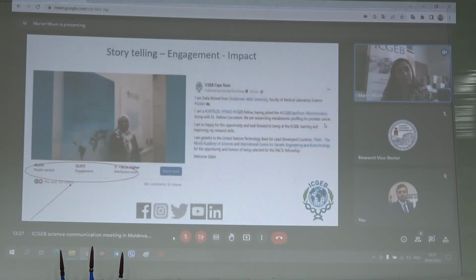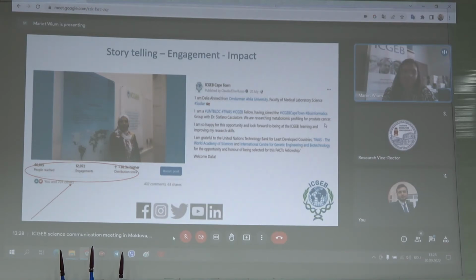In the following slide, I just wanted to show you an example of how simple storytelling can have a massive impact. This is one of our new fellows from Sudan. Her name is Dalia Ahmed. She's here as an ICGEB PAX fellow, a partnership with the UN Tech Bank and TWAS, and she told her simple story. You can see the text on the right-hand side. If you look at the analytics on the left-hand side, which I've highlighted, this post reached on Facebook alone close to 47,000 people, about 12,000 engagements, and more than 60 shares.